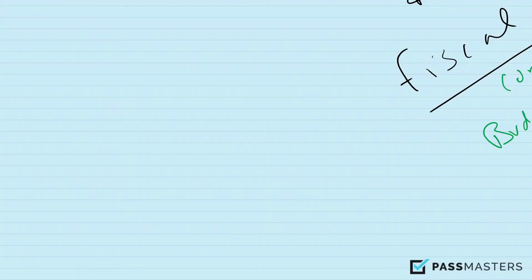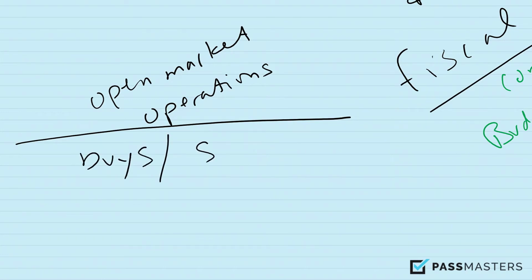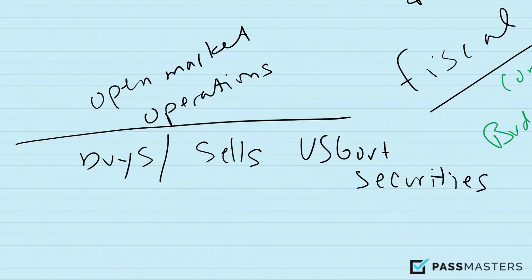Let's expand on the Federal Reserve. Open market operations of the Federal Reserve. Open market operations is when the Federal Reserve either buys or sells U.S. government securities in the open market with U.S. government securities dealers. So there's two different strategies that they can embark on, they being the Federal Reserve. They can buy U.S. government securities.